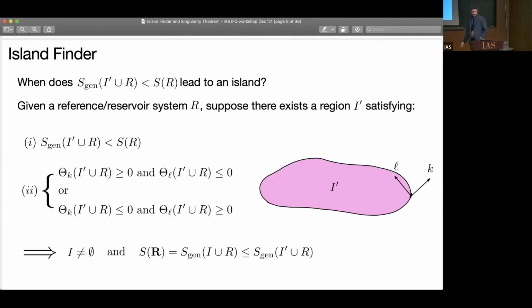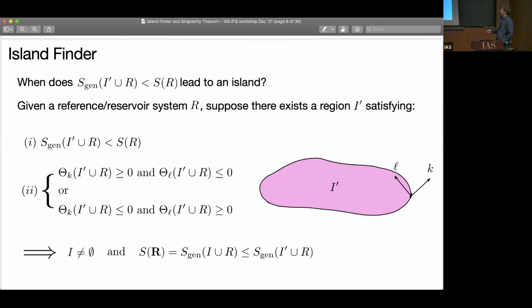So this is the premise of the island finder: you just find a set of natural, simple conditions that would imply an island. This is how the setup goes. Take some reference system R, quantum mechanical and non-gravitational, and some region I prime in the gravitational bulk, such that I prime is hyperentangled.